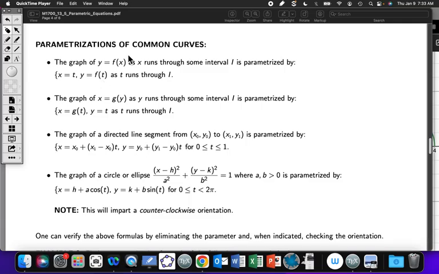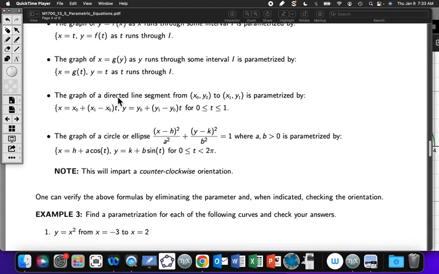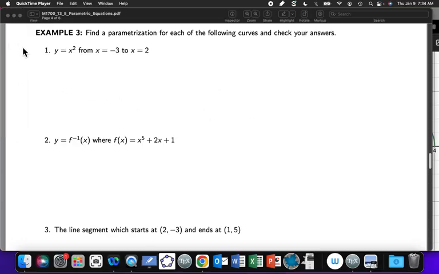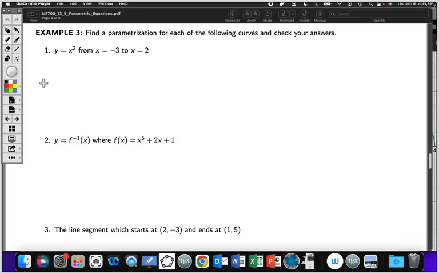And so this is a recipe list, and we'll just sort of go through an example of each to give you an idea of why these are what they are. For example, I want to parameterize y equals x squared from x equals negative 3 to x equals 2. We can do a very cheap parameterization for this. You know, sort of the low end here. We can just let x be t, and then we'll let y be t squared, as x, aka t, runs between negative 3 and 2.